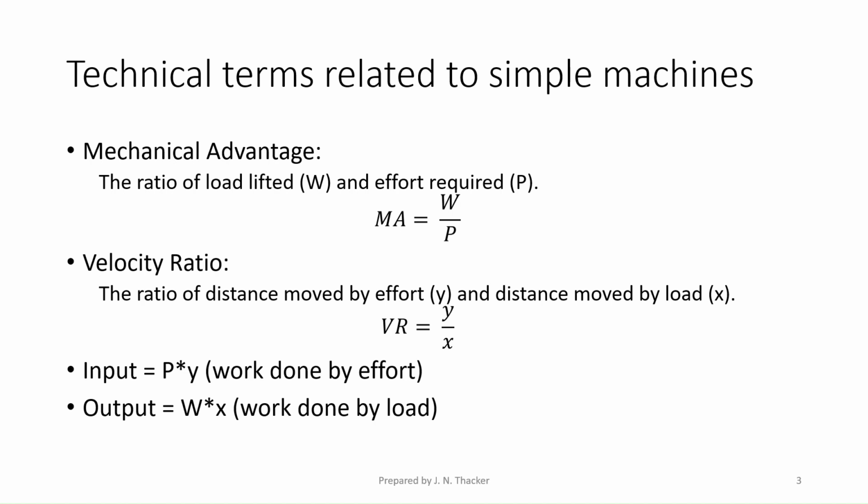Then there is input. Input is P into y. That is the work done by the effort or work done on the machine. Whatever work we do on the machine is input. That is the effort put in by us and the distance traveled by that effort. So P into y is your input. Similarly, output is the work done by the load or work done by the machine. The machine has lifted load W and that load W has traveled x distance. So output is W into x. So input is P into y, output is W into x.